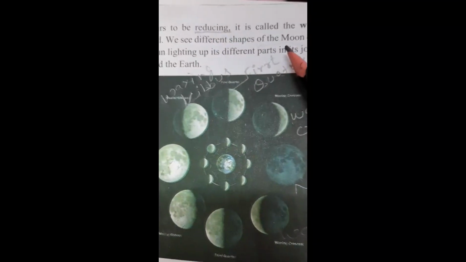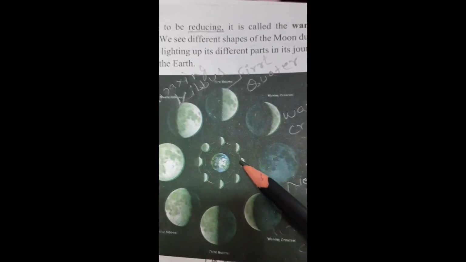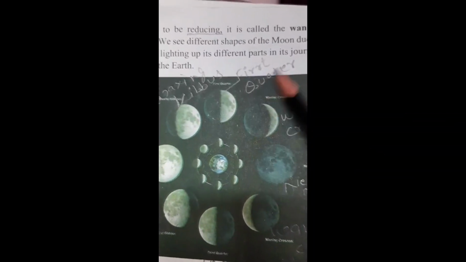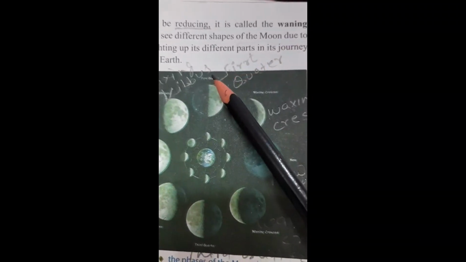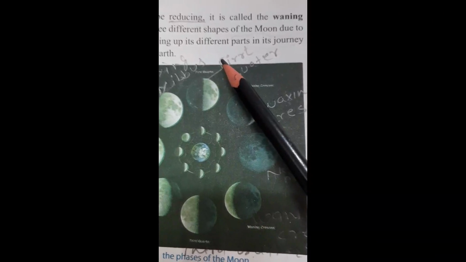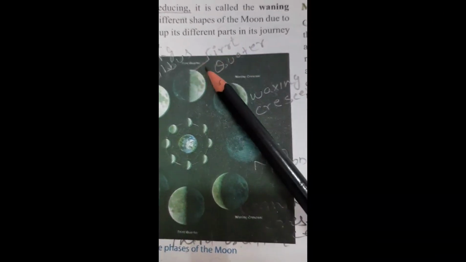We see different shapes of the moon. See this picture. These are the phases of the moon. We see different shapes of the moon due to the sun lighting up its different parts in its journey around the earth.